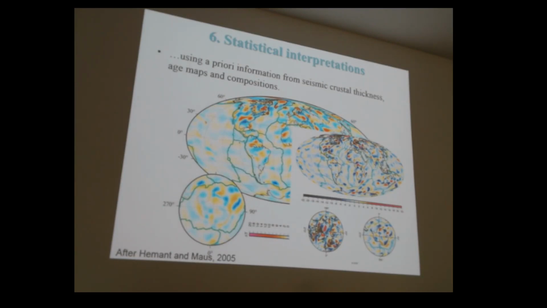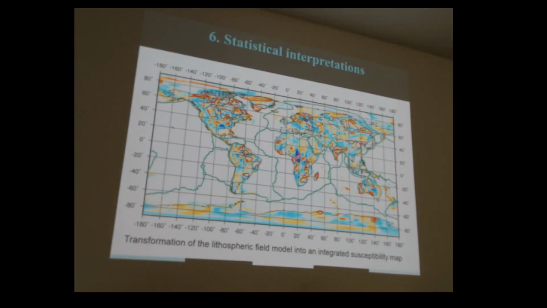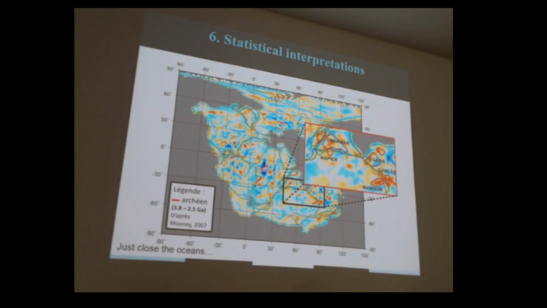in terms of a susceptibility map, because it's a kind of reduction to the pole. And once you've done that, since it's reduced to the pole, it's not depending on the geometry of the field. And then, once you've done that, you can close continents and see how the structures are following, how the structures appear across the continents.